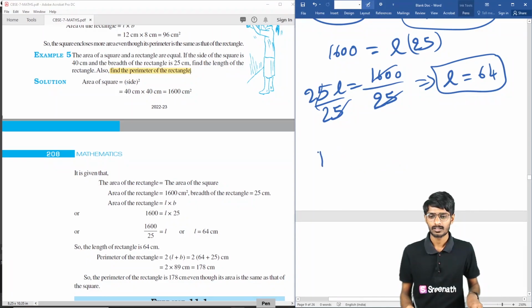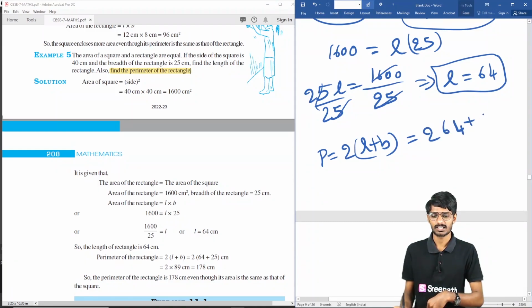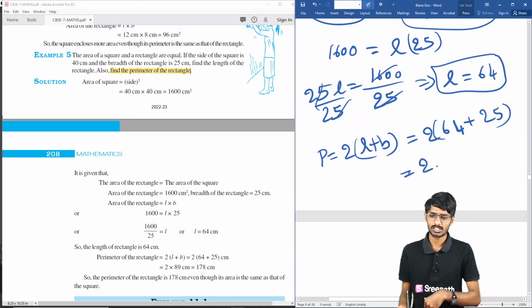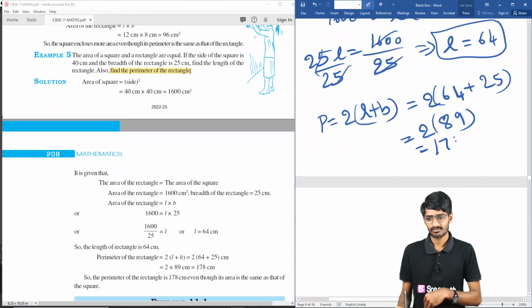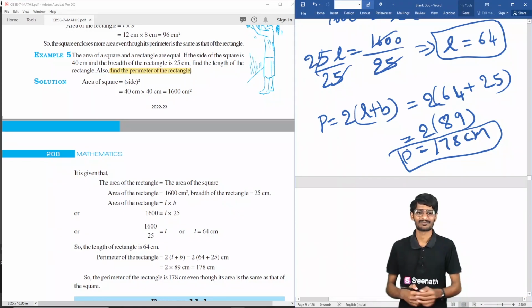Perimeter is equal to 2 into (L plus B). So 2 into (64 plus 25). If you do the calculation, it is 2 into 89, and it is 178 centimeters. That's it, students. Like that we have to do.